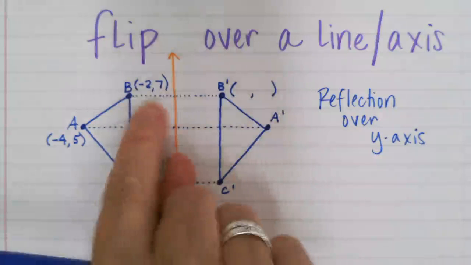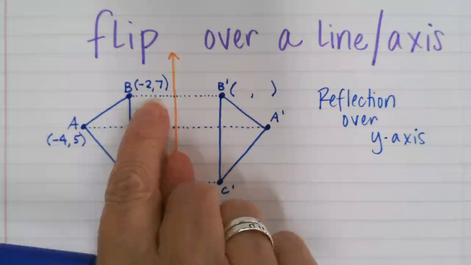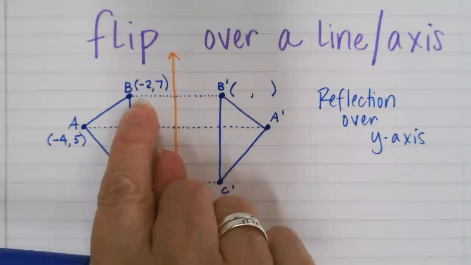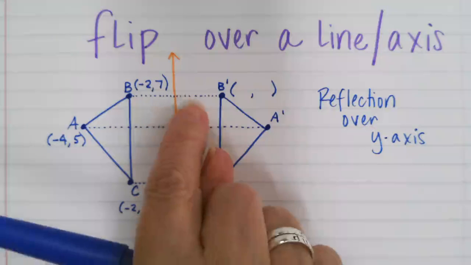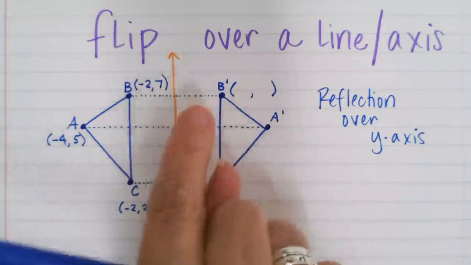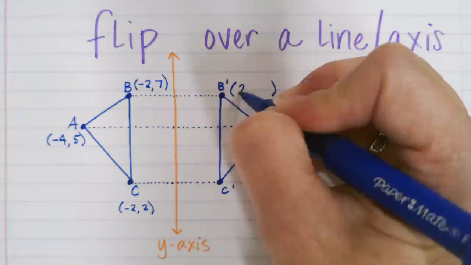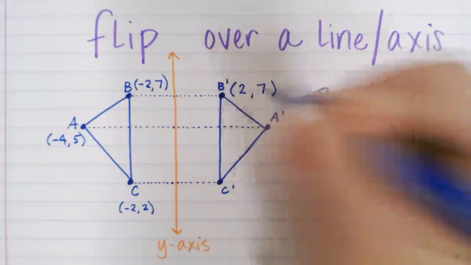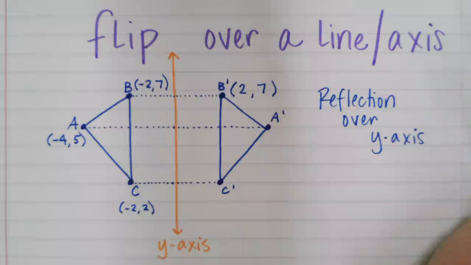Okay, since this point is 2 spaces to the left and its reflection is 2 spaces to the right, but it didn't change up or down, then I know that the ordered pair for B prime is 2, 7.